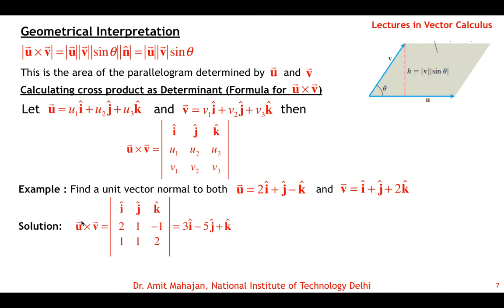And if I divide this by its magnitude, the magnitude will be this square plus this square plus this square under root. Okay, so 9 plus 25 plus 1 under root, so that will be root 35. So if I divide this by root 35, that will be the unit vector. So the unit vector in the direction of u cross v is 1 by root 35 of 3i minus 5j plus k.